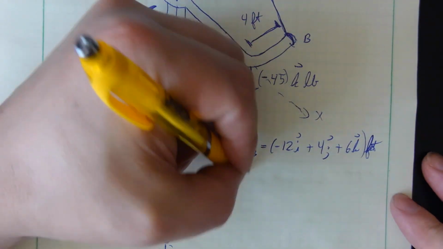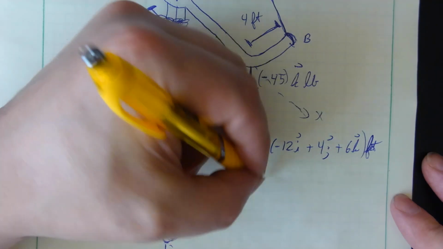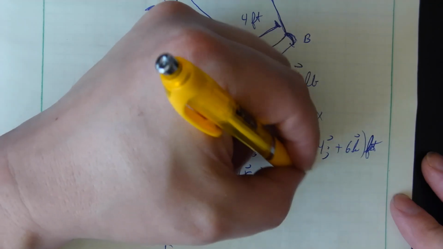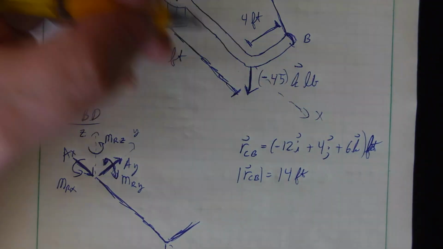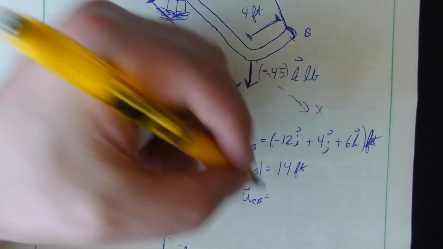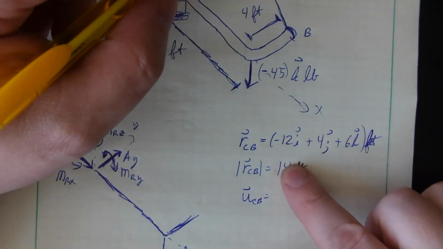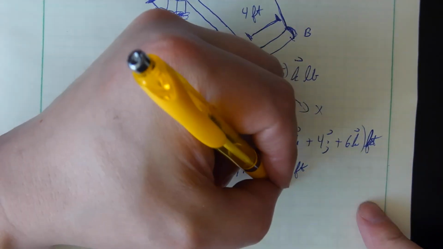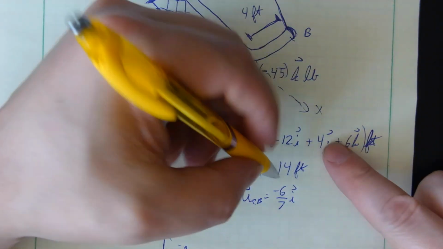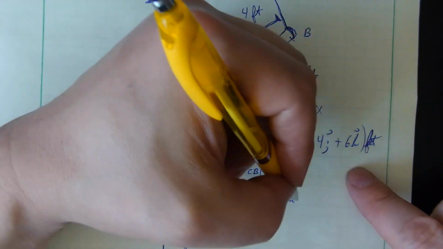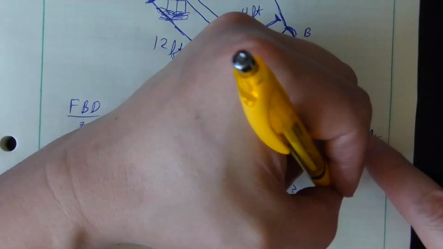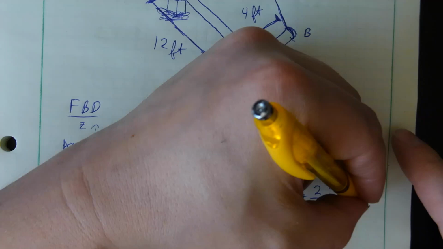And then the magnitude of that vector, I've got 14 feet. So that means the unit vector, and I'm going to reduce these fractions because I've got 12 over 14, that's 6 over 7. So I've got minus 6/7 I. You don't have to reduce the fractions if you don't want to, but I went ahead and did it. Plus 2/7 J, and then plus 6/7 K.